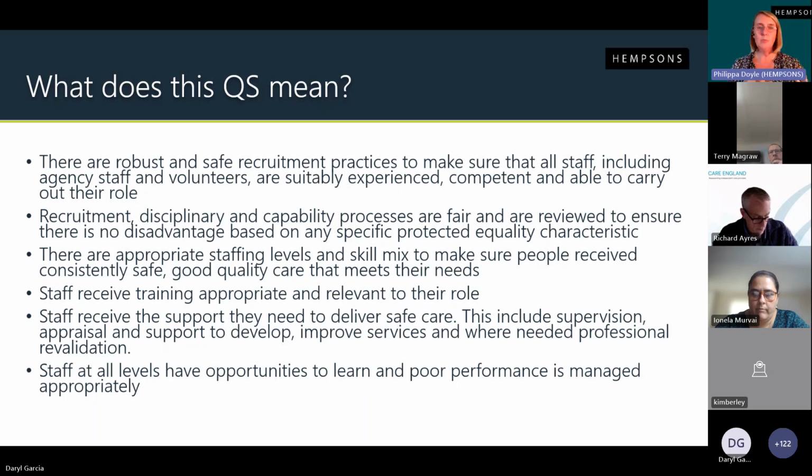But they also want to see that staff at all levels have the opportunity to learn, that poor performance is being managed appropriately, and that you don't get people victimised or picked on because standards might have slipped in some area. So if we can move on, please, Daryl.